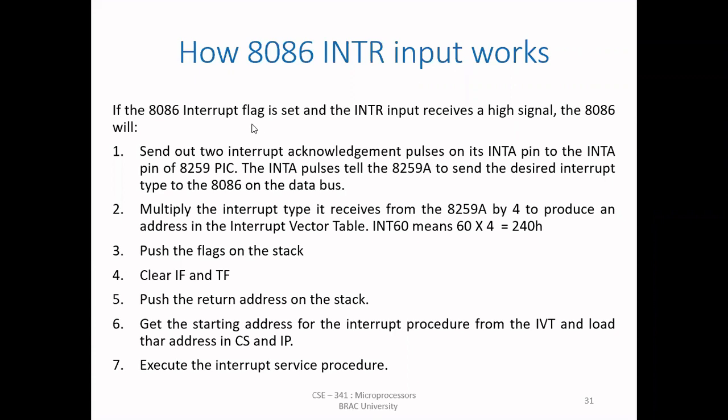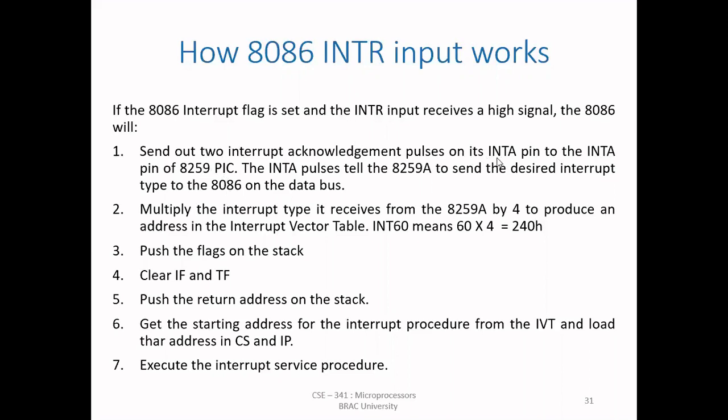If the 8086 interrupt flag, or IF flag, is set and the INTR input receives a high signal, then what will the 8086 do? First of all, it will send out two interrupt acknowledgement pulses on its INTA pin. This is the interrupt acknowledgement pin. Through this pin, it will send two interrupt acknowledgement pulses to the INTA pin of the 8259 programmable priority interrupt controller. What does that mean?